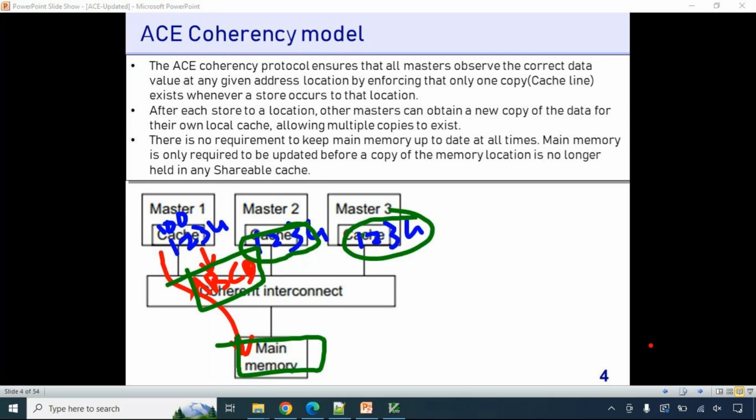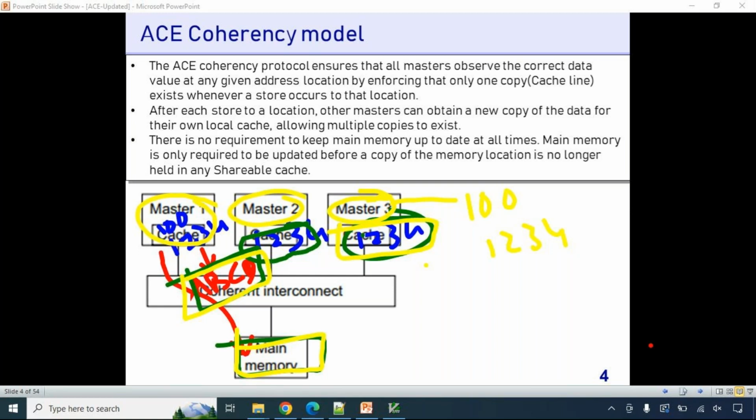Now assume that a master wants to read location 100. What is the problem? Since it sees that location 100 is present in its local cache, it will get 1, 2, 3, 4. Is that correct? It is not correct, because it is ideally supposed to be ABCD, because we are in a shared memory system where the same memory is being shared by master 1, master 2 and master 3.